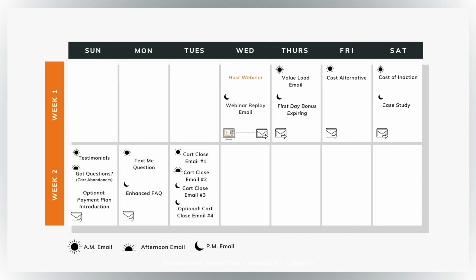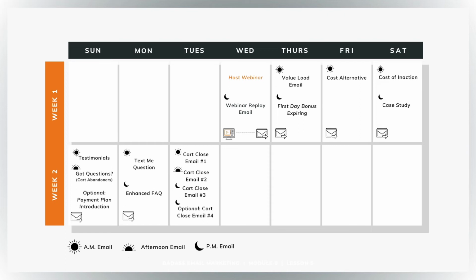Now, then you'll also see I have an optional email there. Some people in a launch mechanism decide they don't have a payment plan, or they have only a very short payment plan announced on the webinar, like a single pay and a 3-pay. And then somewhere in the middle of the cart open period, they will add a 12-month payment plan. If you're going to do that, generally announcing that on Sunday with a Tuesday cart close is a great way to go, because that gives people enough time to digest it. So if that's part of your launch plan, you're going to add another email on that Sunday.